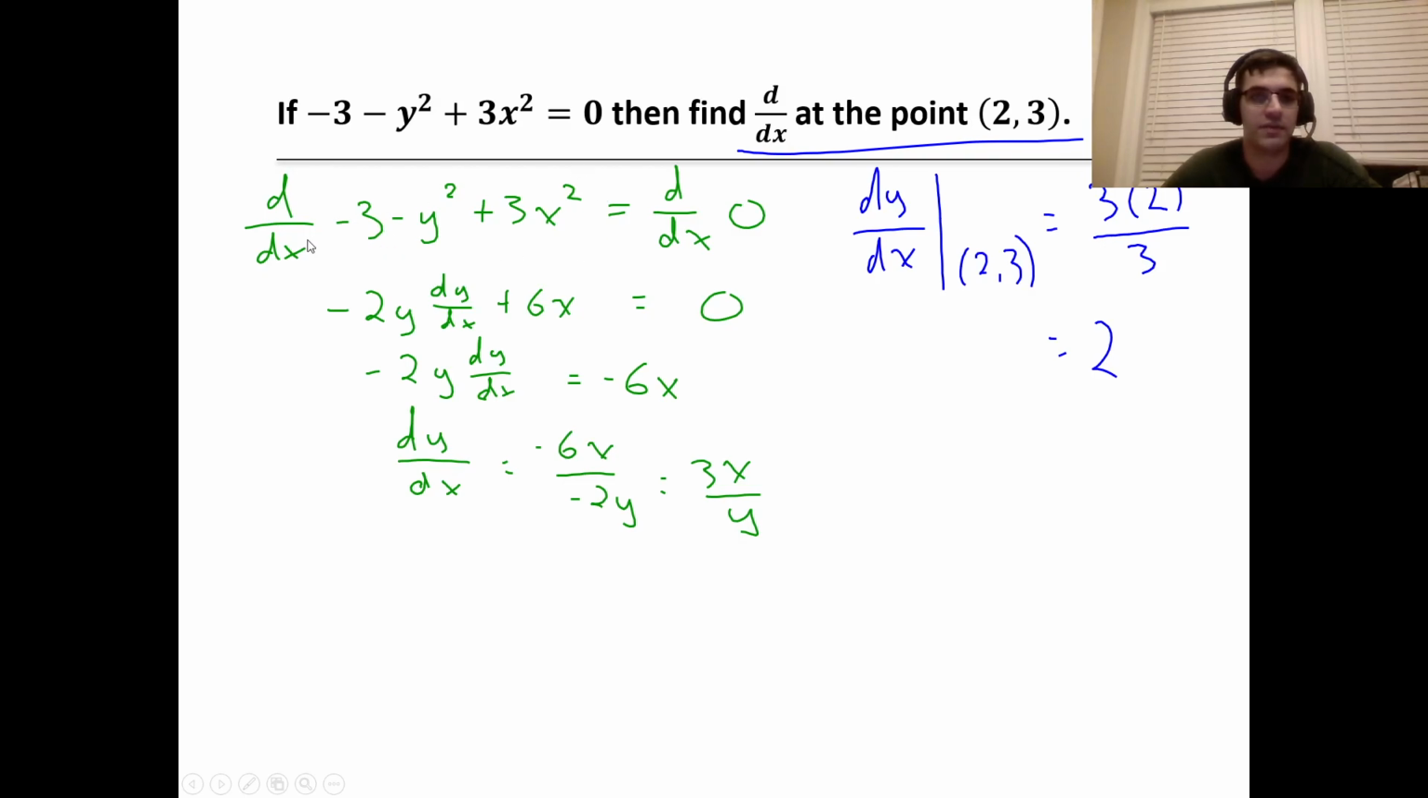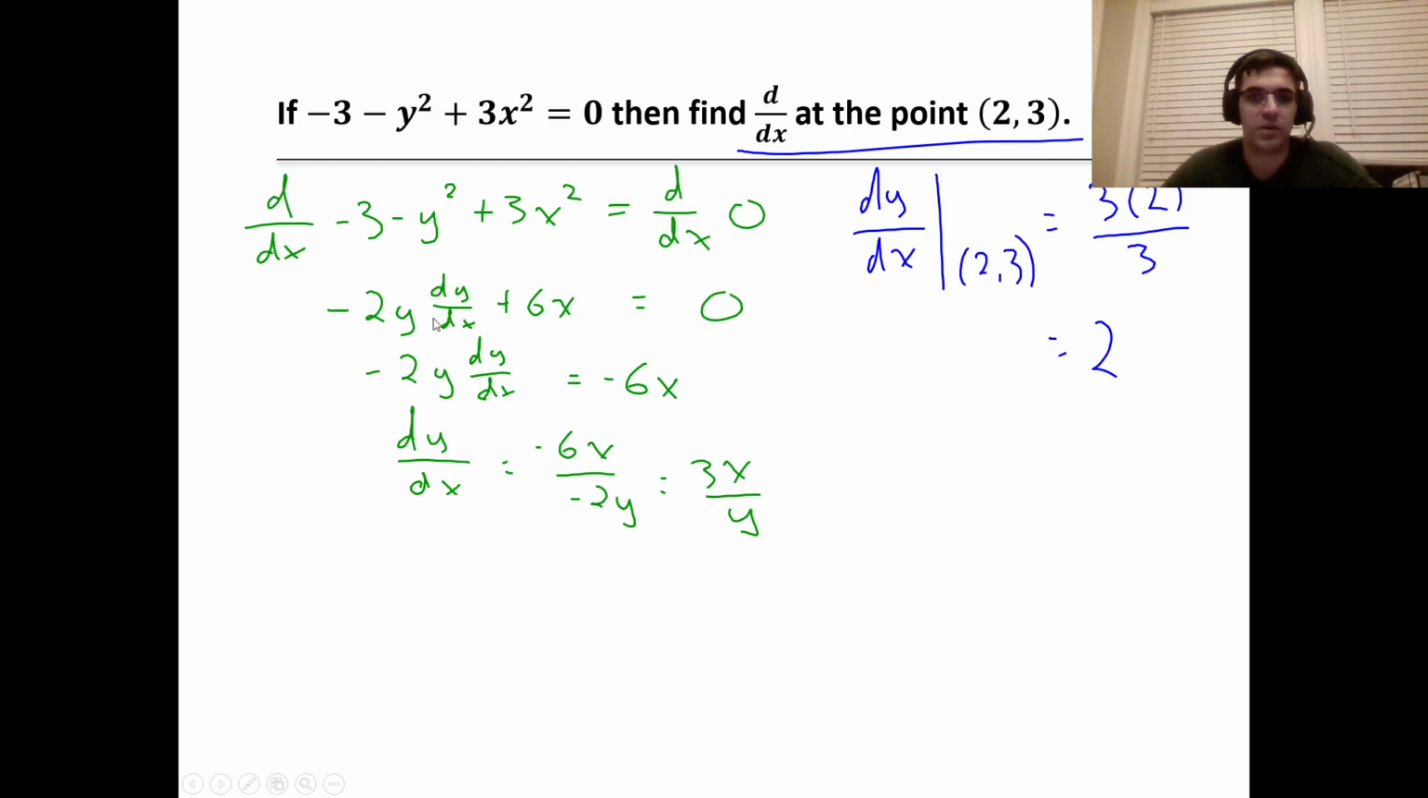So anyways, if we derive this thing, the constant term washes. The derivative of negative y squared would be negative 2y times dy/dx. And then we're adding the derivative of 3x squared, so it would be 6x. And then, of course, the derivative of 0 is just 0.